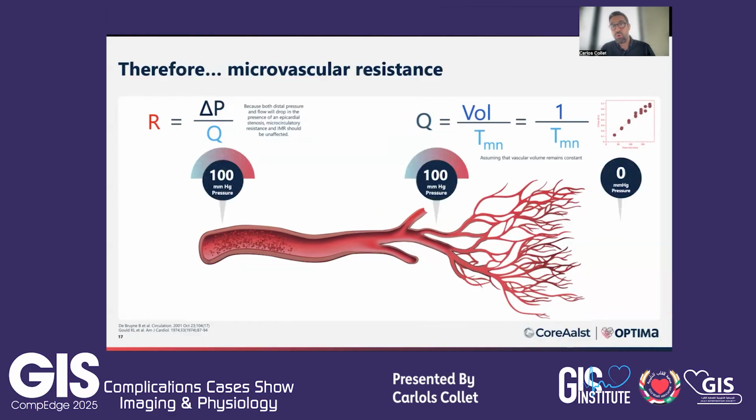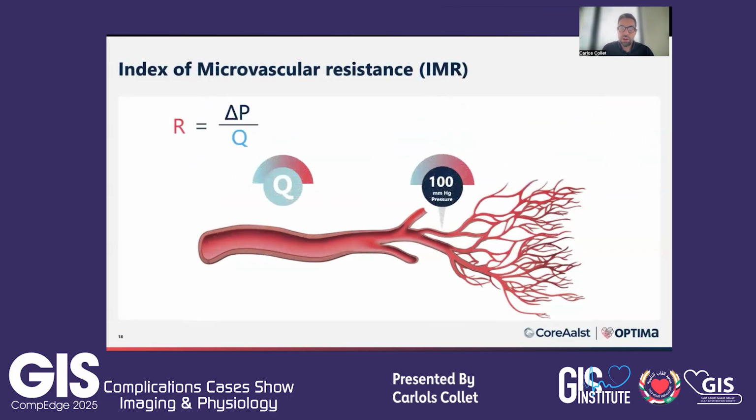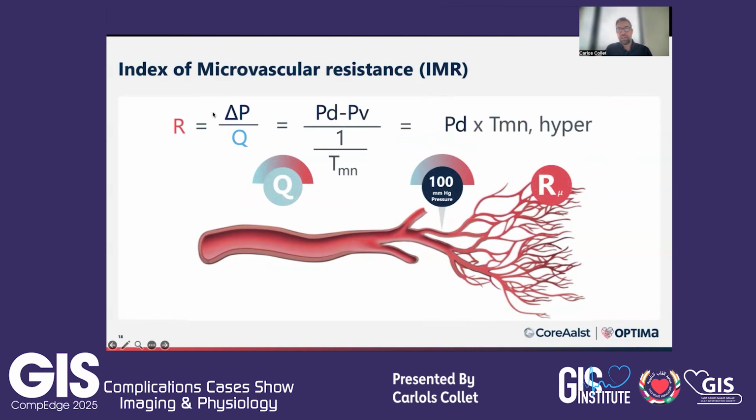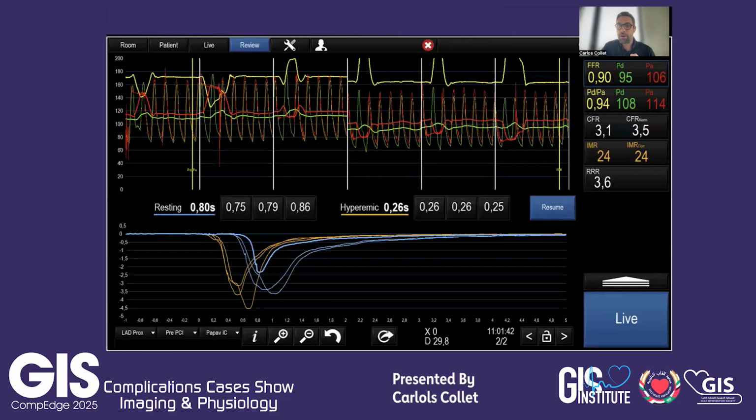And if we have flow and we have pressure, because pressure is just measured with the wire, then you get a surrogate of resistance. The resistance derived from this method that I'm explaining is called IMR, which is basically the derivation of the flow based on the mean transit time and the use of the distal pressure that we measure in the coronary. And we end up with this formula, basically distal pressure times mean transit time, and we can calculate IMR. Now, clinically speaking, this is how it looks.